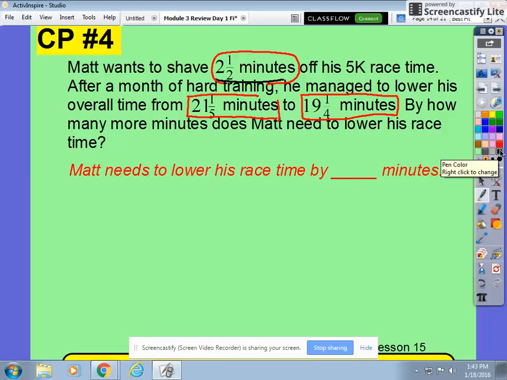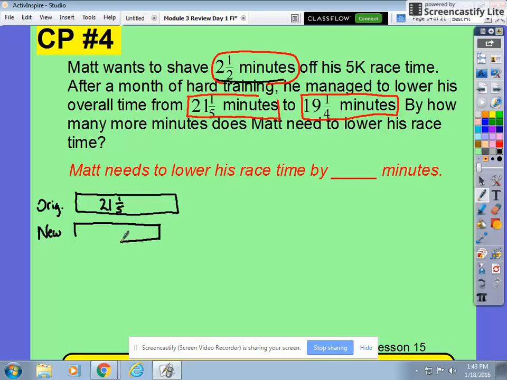I can use a tape diagram for this problem. I can say that this bar was his original time, and it was 21 1/5 minutes, and I'm comparing it to his new time, which was a little shorter. It was 19 1/4 minutes. So I need to know what this difference is.